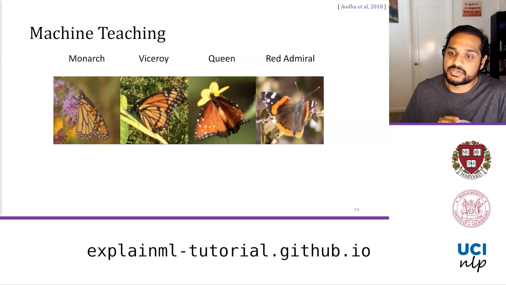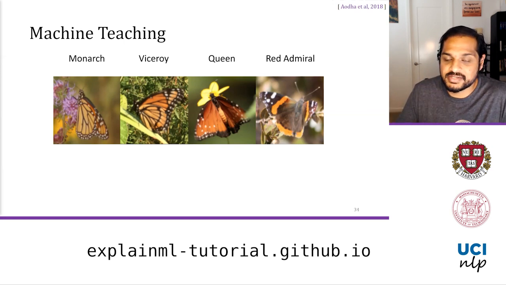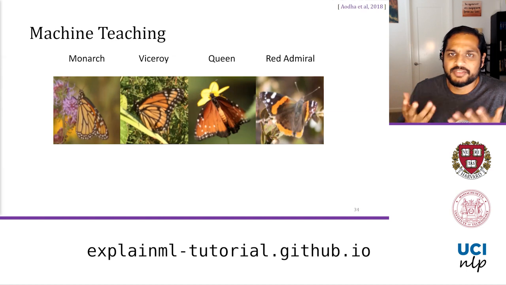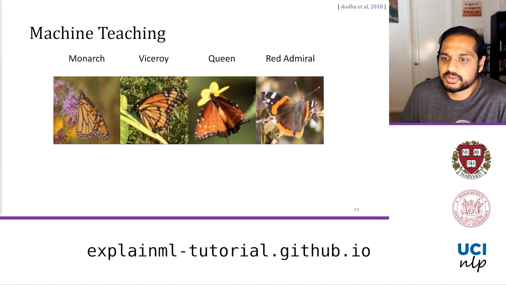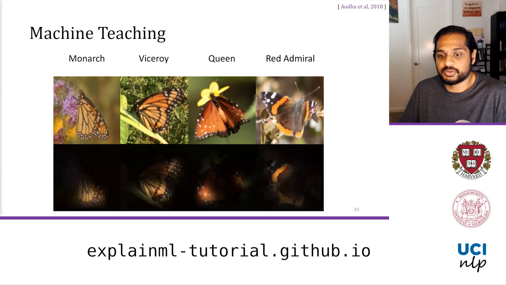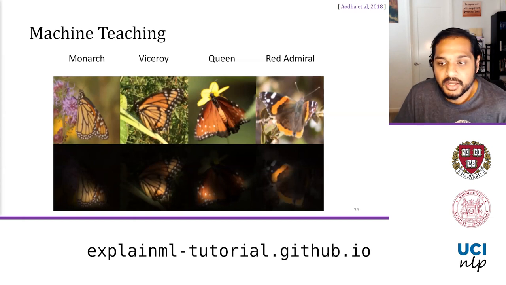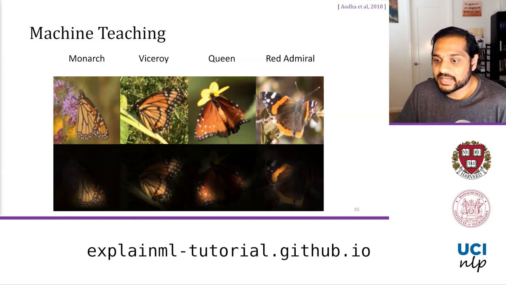Instead, what you can do is train a machine learning classifier that's really accurate at this task. And by default, you don't know why it's accurate. It still can't tell you the difference between two things. But what you can then do is look at the explanation. So this is sort of what the explanation of these classifications looks like.